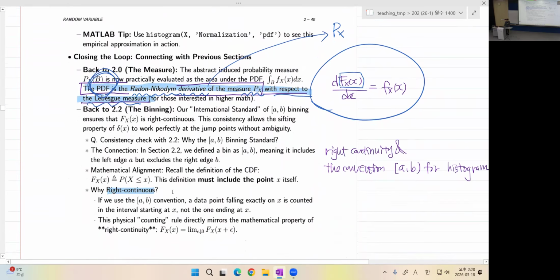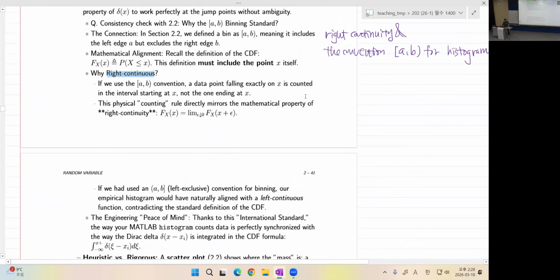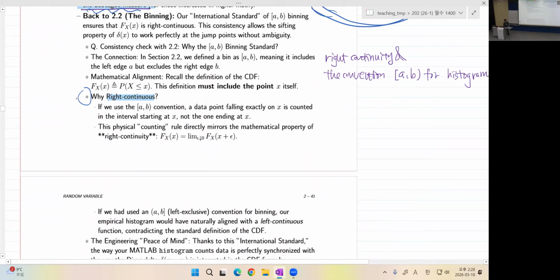And I already told you that this strange, mathematically a little bit non-rigorous definition can be made rigorous by using the Radon-Nikodym derivative. By the way, the paragraph also explains the consistency of our use of the right continuous unit step function and the universal convention of defining a bin in a histogram. So if you have interest, just read it.